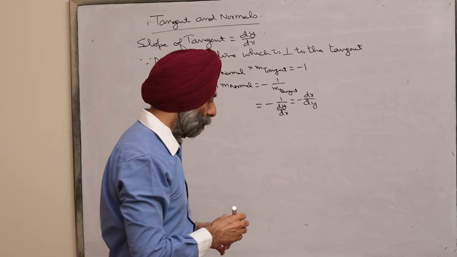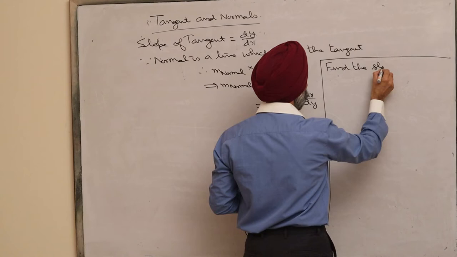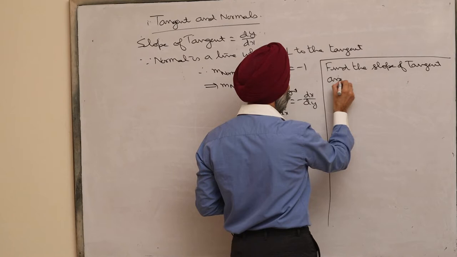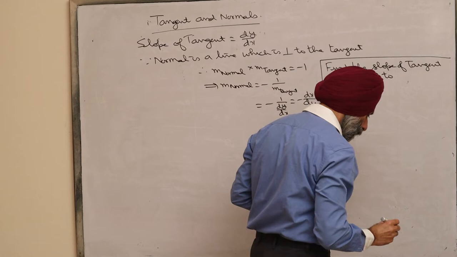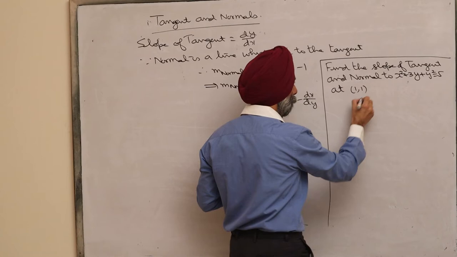Now the first question is, find the slope of tangent and normal to the curve x square plus 3y plus y square is equal to 5 at the point 1, 1. So we have to find the slope of tangent and normal to the curve at 1, 1.